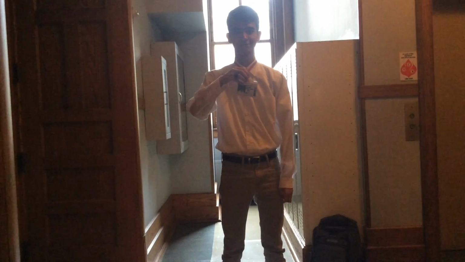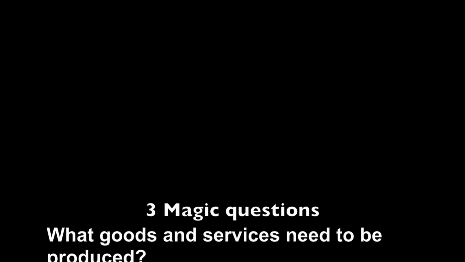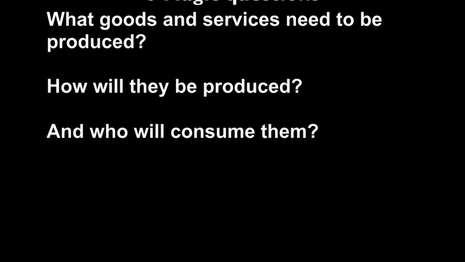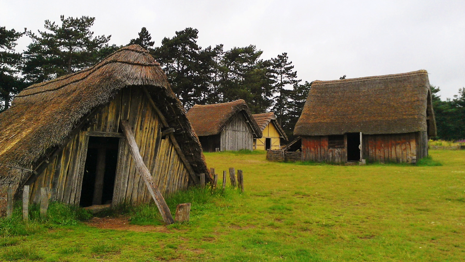All markets work like this. However, there are different market systems that determine how economics work. Market systems are a form of economics that answers three magic questions: what goods and services need to be produced, how will they be produced, and who will consume them.